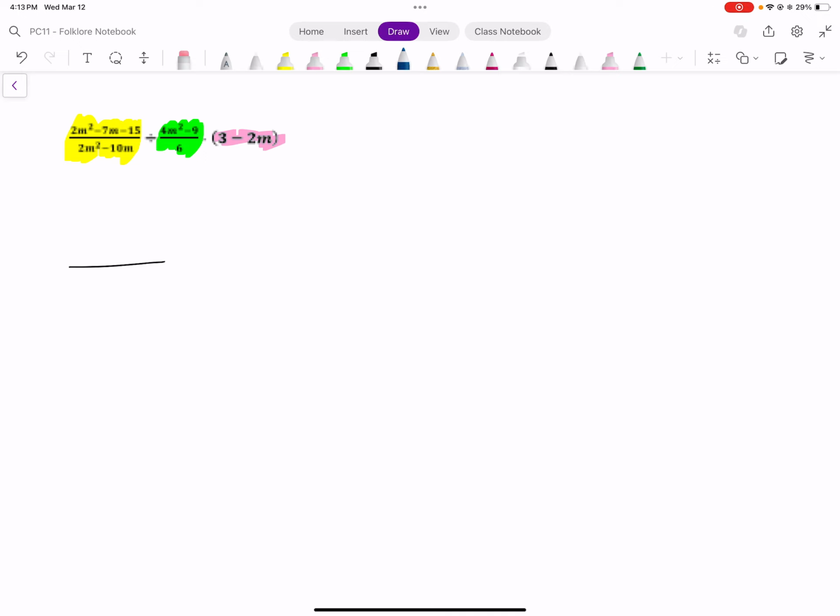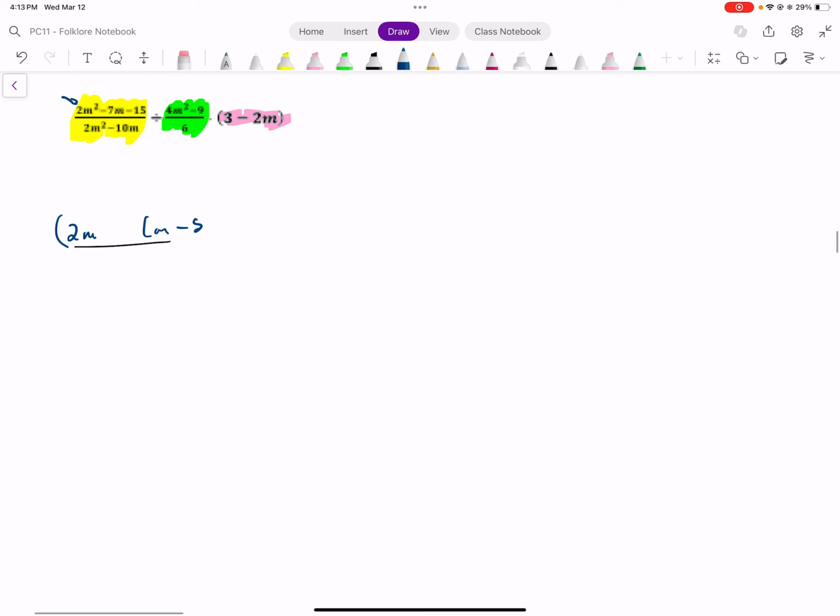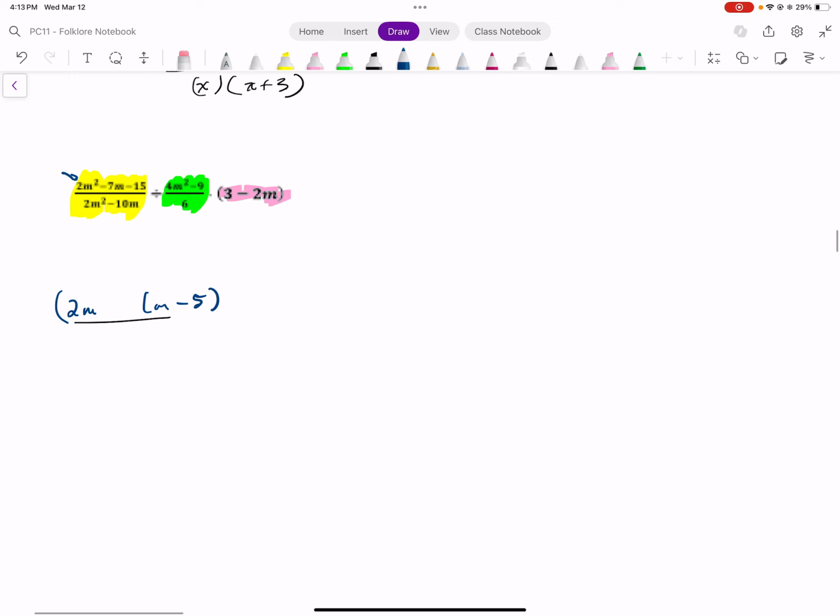So I'm going to factor the numerator of the yellow term. If I do that, I believe it's 2m minus 5, let's see, plus 3. I believe that's correct. Now I'm going to factor the denominator of the yellow term. It has a common factor of 2m, so I factor that out, and I'm left with m minus 5. That shouldn't be a surprise, right? Because we do have a common factor, m minus 5.